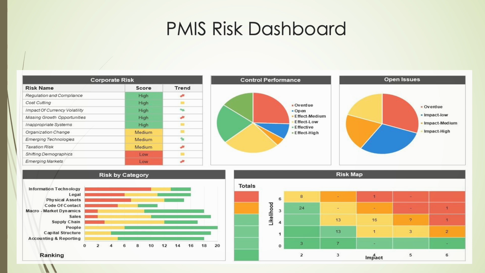This dashboard provides a comprehensive overview of corporate risk exposure, highlighting high-priority threats such as regulatory compliance, cost-cutting pressures, currency volatility, and missed growth opportunities, all marked with high scores and stable trends. It categorizes risks across domains like IT, legal, supply chain, and market dynamics, quantifying their frequency and impact through a risk map that visualizes likelihood versus consequence. The control performance metrics and categorization reveal critical areas requiring urgent attention, emphasizing the need for targeted mitigation strategies to protect organizational stability and strategic objectives.